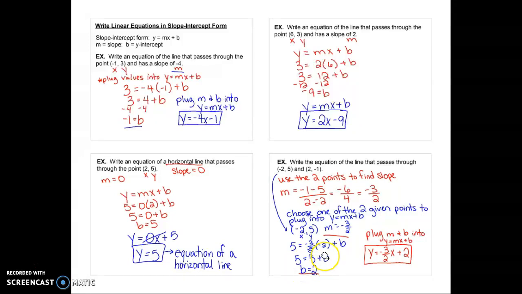Now your final step, solve for b, so you subtract 3 to the other side, you get b equals 2. Now you can write your final answer. Okay, so you're going to take your slope, which we originally solved for, and now our b value that we solved for, and plug them into the equation. So y equals -3/2 x plus 2 is your final answer.